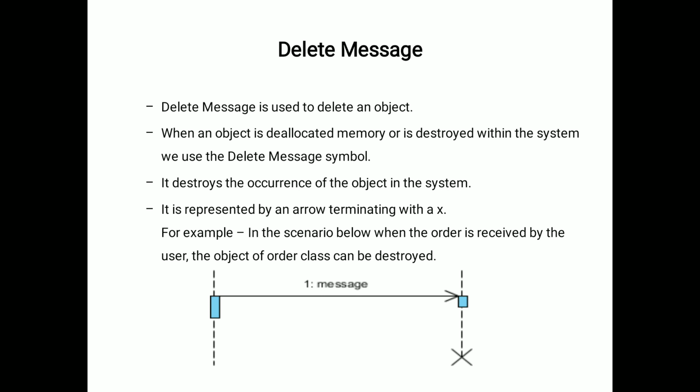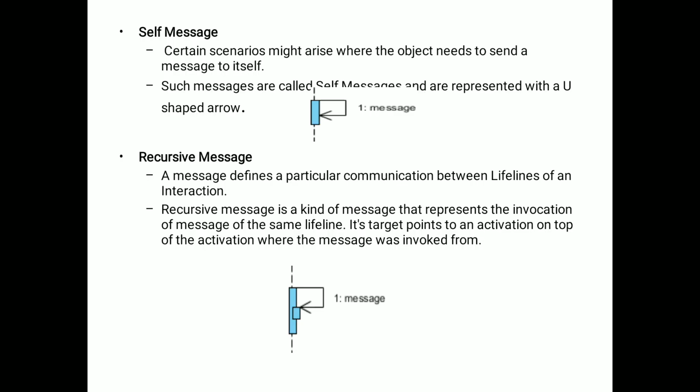For example, in the scenario below, when the order is received by the user, the object of the order can be destroyed. Then next is your self message. Now, this scenario arises when an object needs to send a message to itself. Such messages are called self messages and are represented with a U-shaped arrow. You can see here, self message.